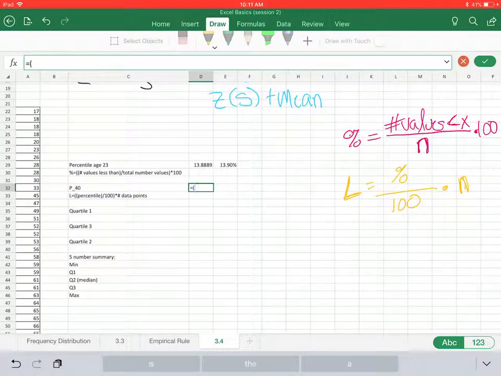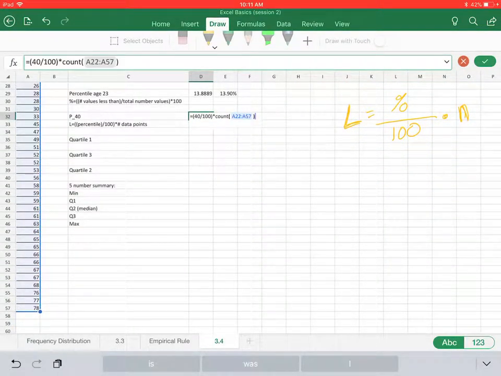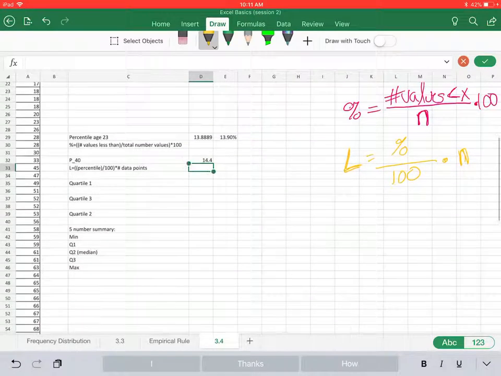So if we start off, we're going to do equals. I'm going to just do parentheses again, just so that Excel knows I'm doing this first. Times the number of values there are, so we're going to count, and we're going to count from 17, and we're going to go all the way down. And close out the parentheses, hit enter.